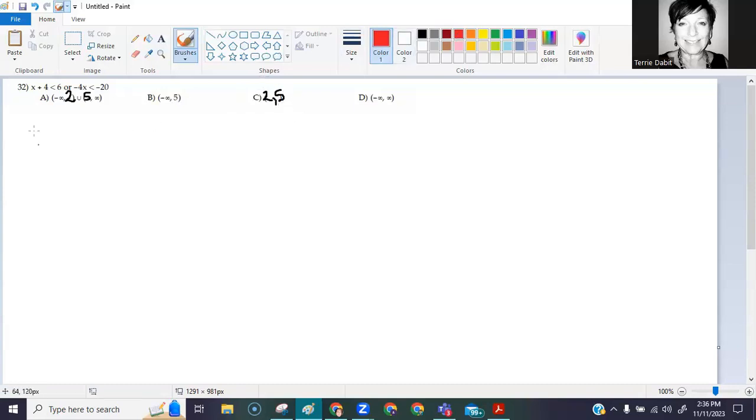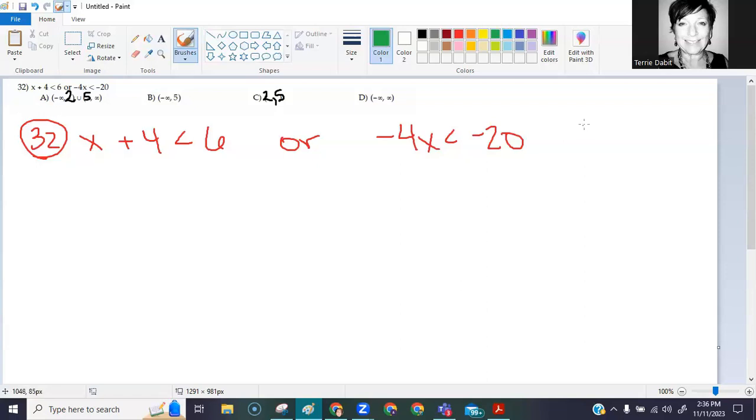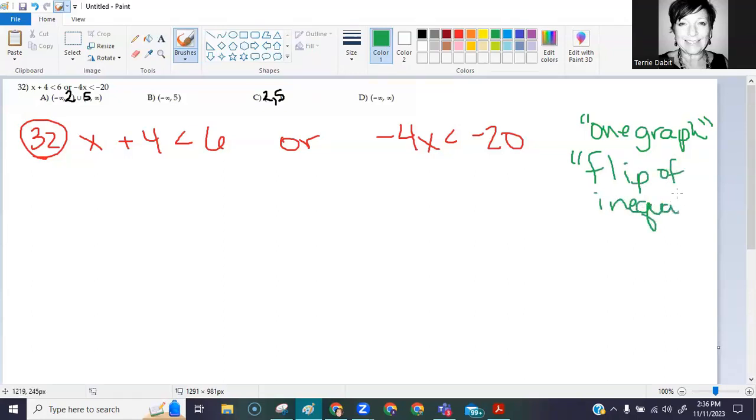All right, let's go over 32. 32 is an OR problem. I have x plus 4 is less than 6, or negative 4x is less than negative 20. We got a couple things going on. Remember our OR problems? You only have to see one graph. As long as it's doing something on that side, you only have to see one of them. I also see a flip of an inequality sign, because I see that we are going to be dividing by a negative 4. So watch that. Let's first do the math and figure out what our new equations are.